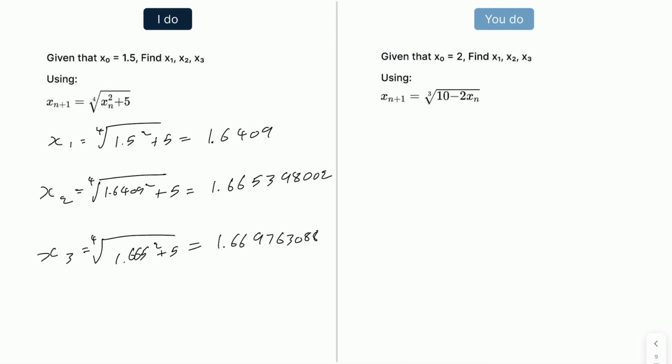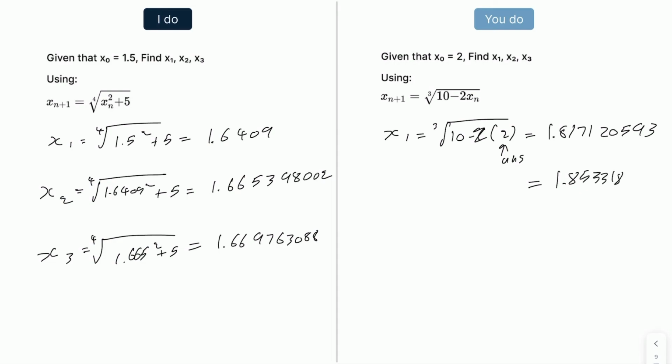And again, hopefully you pressed pause and had a go at the example on the right. So in this case, I am just going to write the first one. So that's going to be 10 minus 2 brackets 2. And that's going to be 1.817120593. Again, highly recommend that you use the answer key at this point and replace this value with the ANS button on your calculator, and that gives you 1.853318496. And finally, for the last one, that's 1.853318496. Again, do show your working out.